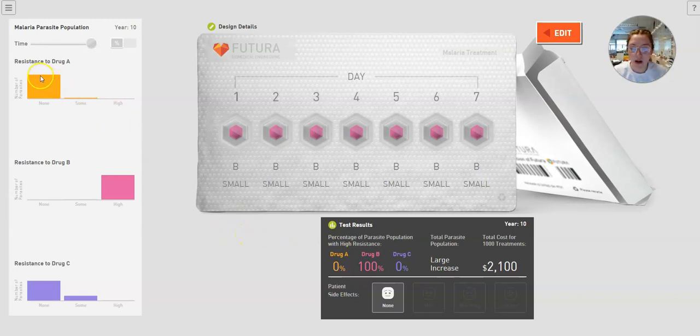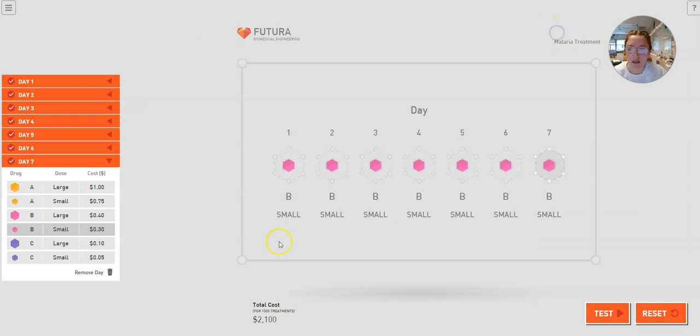Okay, and now I'm seeing some difference here. Over here, the percentage of parasite population with a high resistance to drug B, that's the only one I gave it, was really high. Parasite population got a lot bigger with just a small dose of drug B. The cost was better and the side effects were better, but there's now more bugs. So not great on its own.